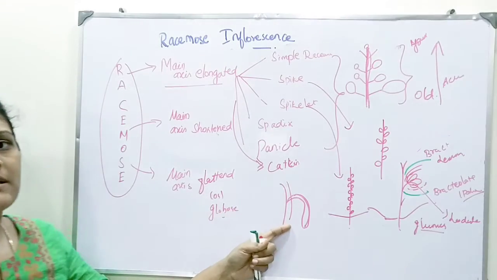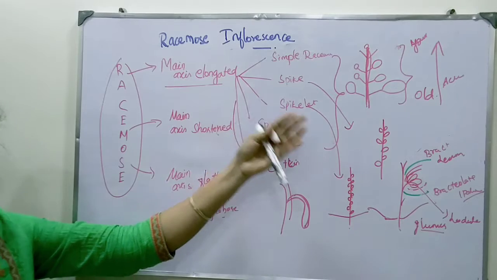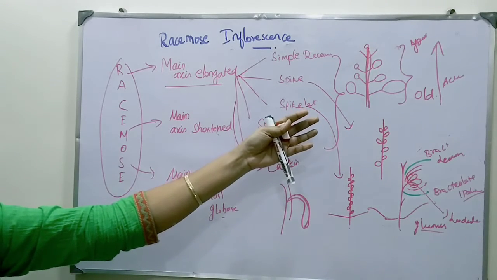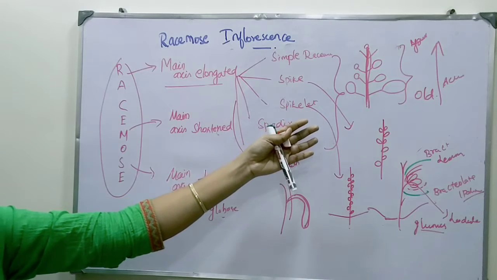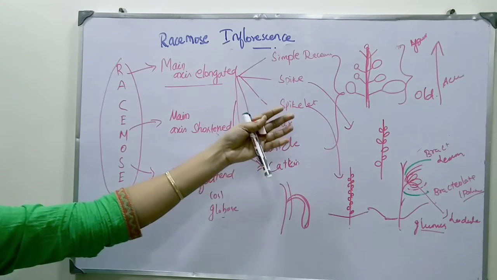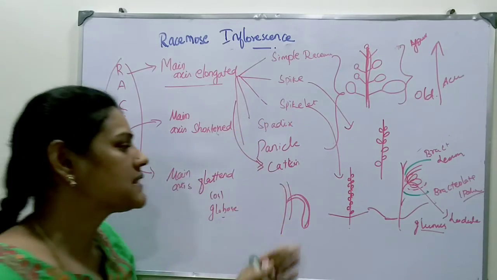So this catkin type is very important, and all your spike and spikelets are very important. The catkin, a pendulous or drooping axis bearing small unisexual or bisexual flowers, is called ament. What is it called? Ament, and its example is Acalypha.